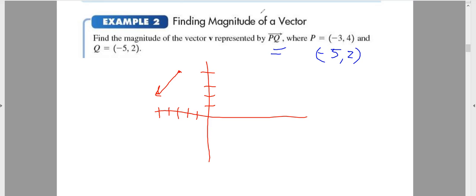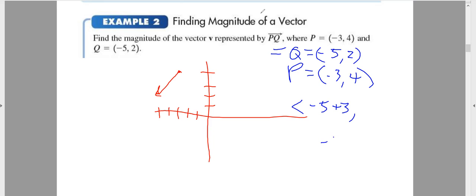All right, and then we would have to go put the initial under it, or else we would get a number that would probably be way off. So anyway, -5 minus a -3 would be the same thing as -5 plus 3, which is -2. Okay. And then 2 minus 4 is -2. So we have the component form -2, -2, which makes sense because it's 2 to the left and 2 down.